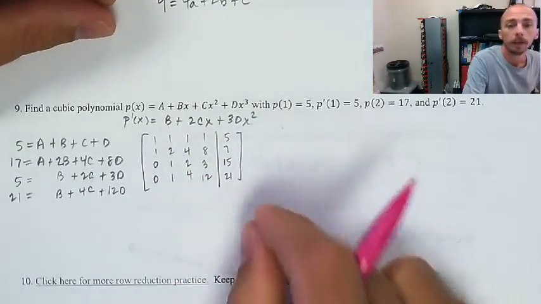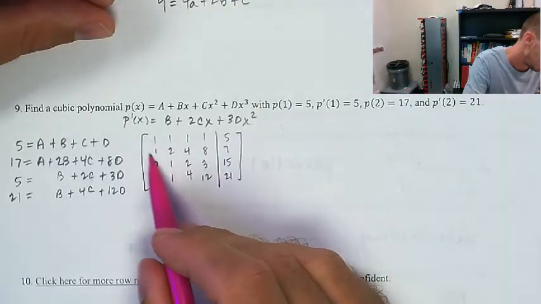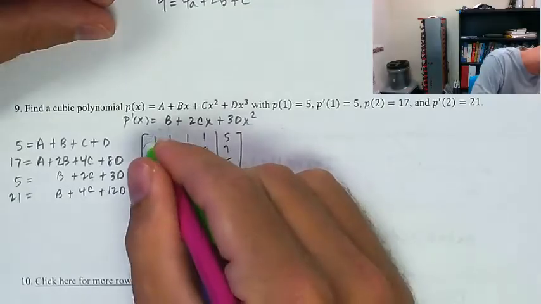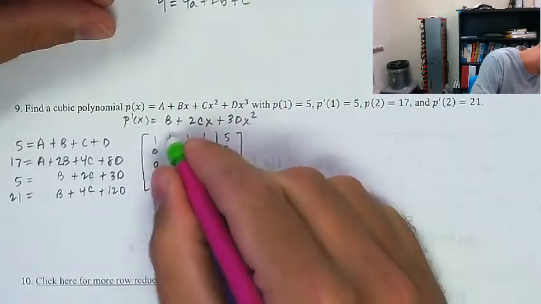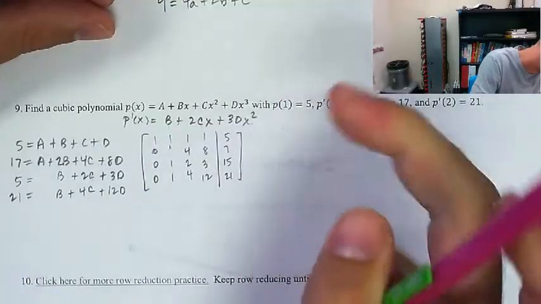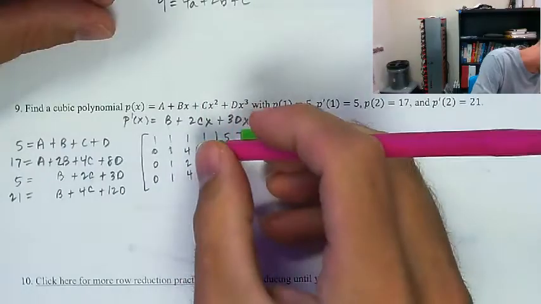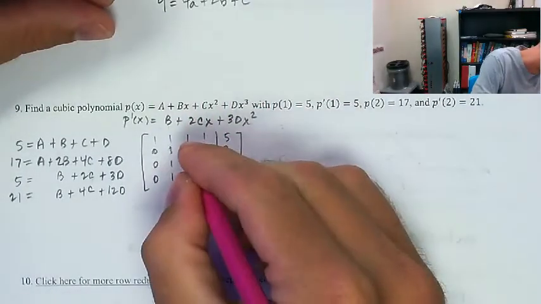All right. Now I think right off the bat, I'm going to get rid of this. And I might just say, yeah, 1 minus 1 is 0. 2 minus 1 is 1. Yeah, that's looking pretty convenient. 4 minus 1 is 3, 8 minus 1 is 7, so that'll be 3, 7.